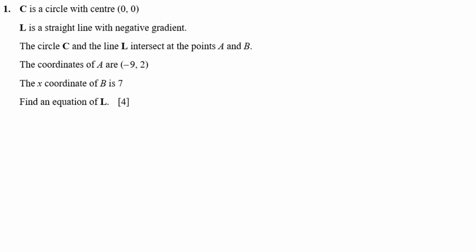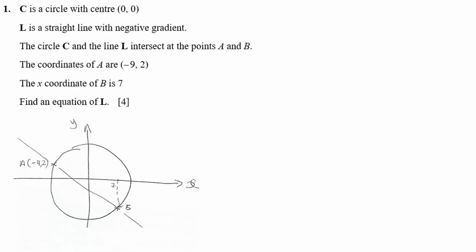Right. First things first, this question is virtually impossible. Even I can't do this without drawing a rough diagram. And I say this every time, just draw yourself a rough diagram and just note where roughly the coordinates are going to be. So I've done that, minus 9 comma 2. And according to that scale, on the right hand side, it's going to be 7 comma something for B. Okay, and we're after the equation of the line L.